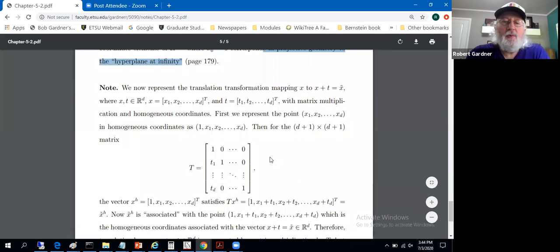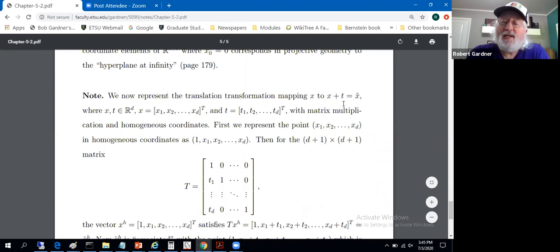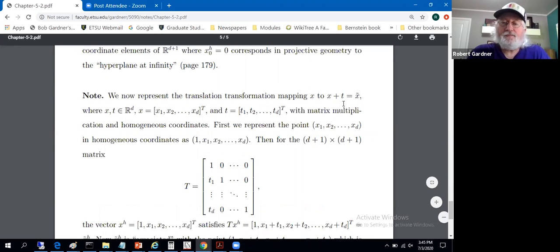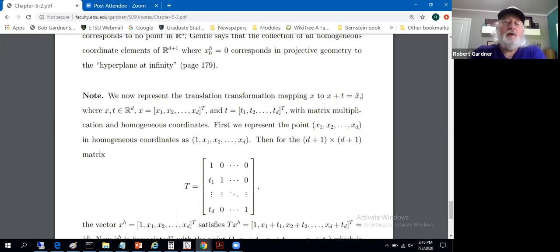Okay, so what we're going to do is represent the translation transformation. That is, it takes vector x and maps it to x plus some vector t, the translation vector. So call that x tilde. We're going to do it as follows. Let x have components x1 through x sub d. Let t have components t1 through t sub d. These are vectors. We're adding them together. They couldn't be points. These are vectors.